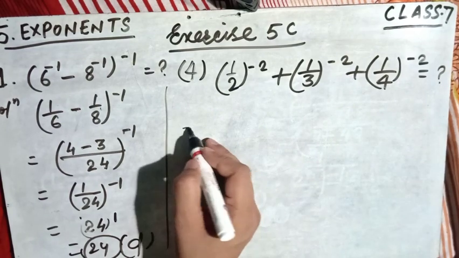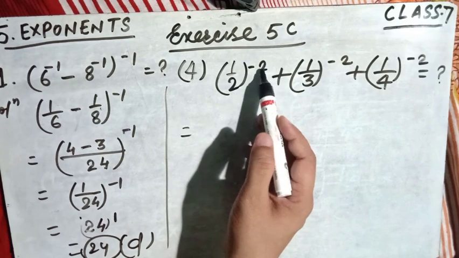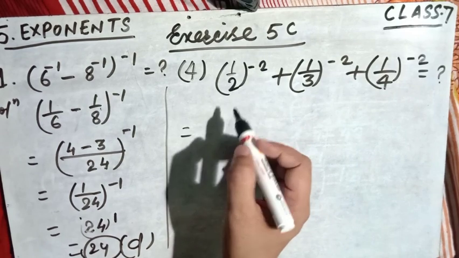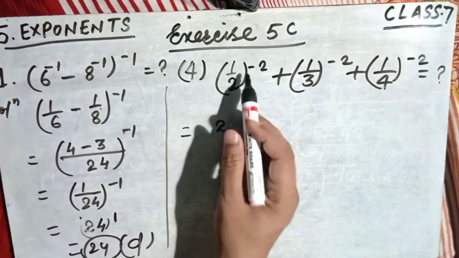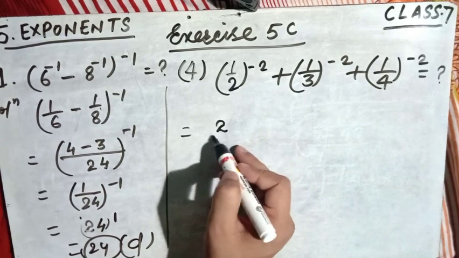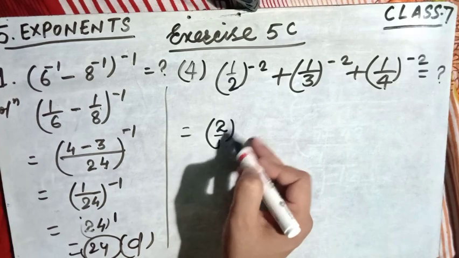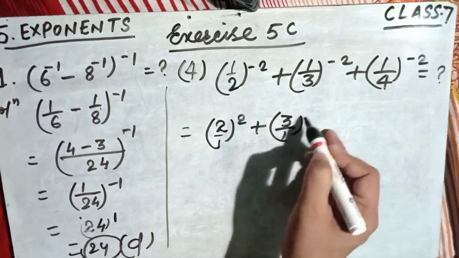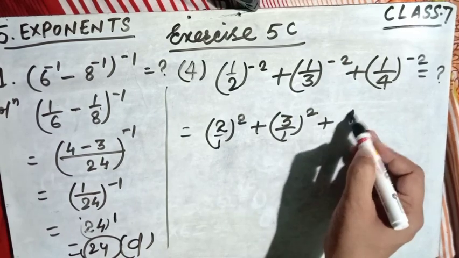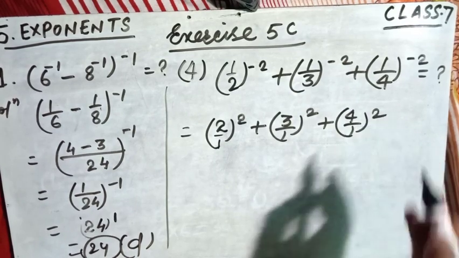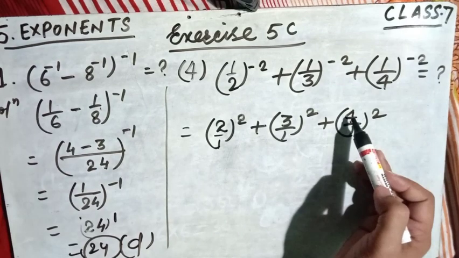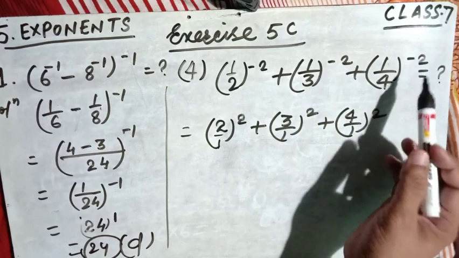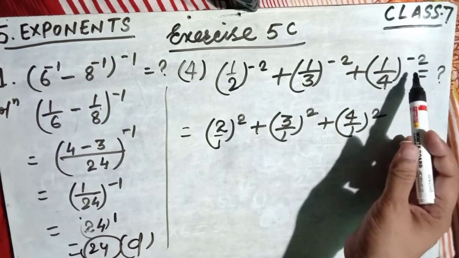First we have to solve. With the power minus, if we take this 2 as a numerator, this becomes 2 by 1, where 1 is hidden, raised to the power plus 2, remember. Now this is also 3 by 1 raised to the power plus 2, and 4 by 1 raised to the power plus 2. If we take the denominator as numerator and numerator as denominator, then the power should be positive. The power is as it is, but we have to change the sign.